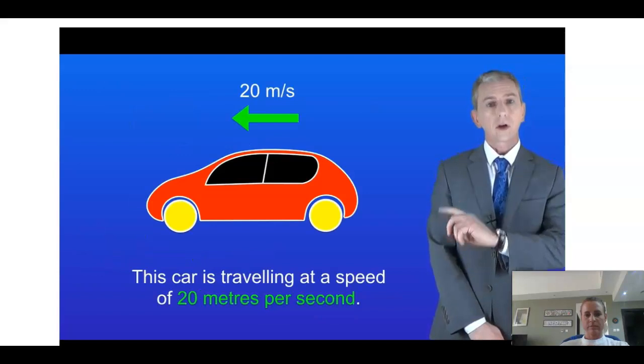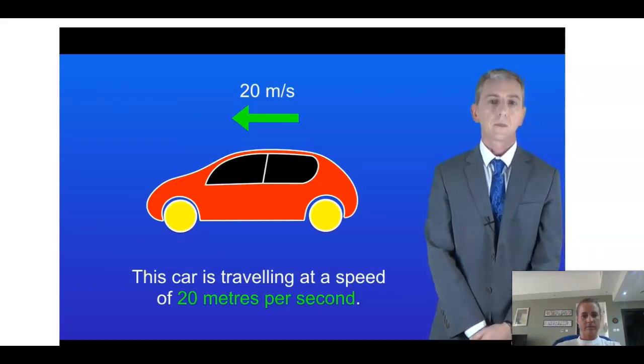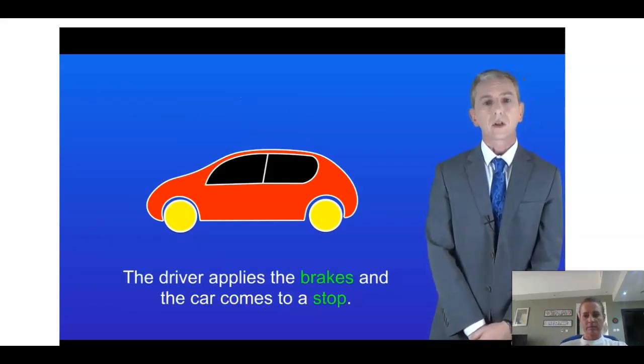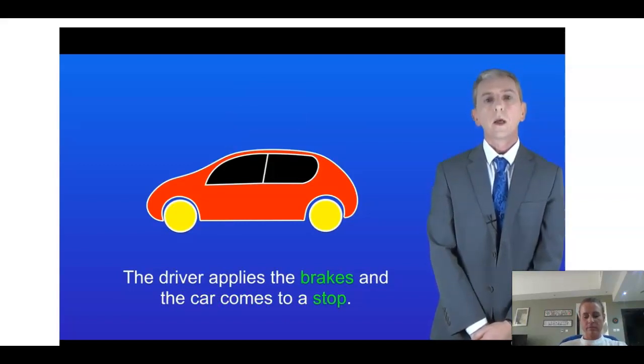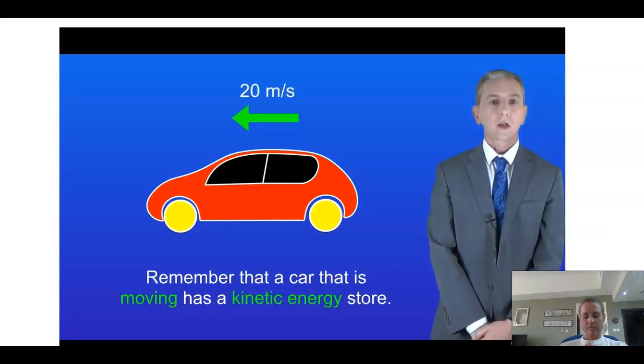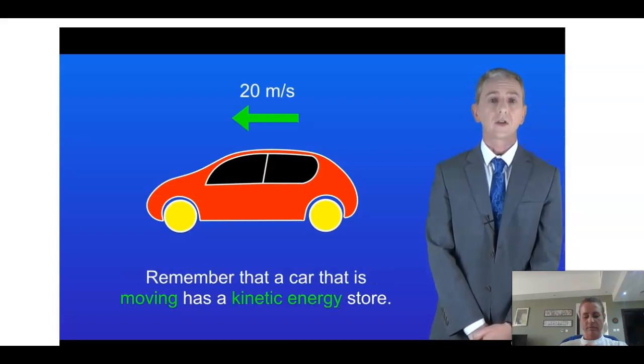This shows a car travelling at 20 meters per second. The driver applies the brakes and the car comes to a stop. We're going to calculate the work done here, but first we need to look at what happens when a car brakes. Now remember that a car that's moving has a kinetic energy stored, just like any moving object.